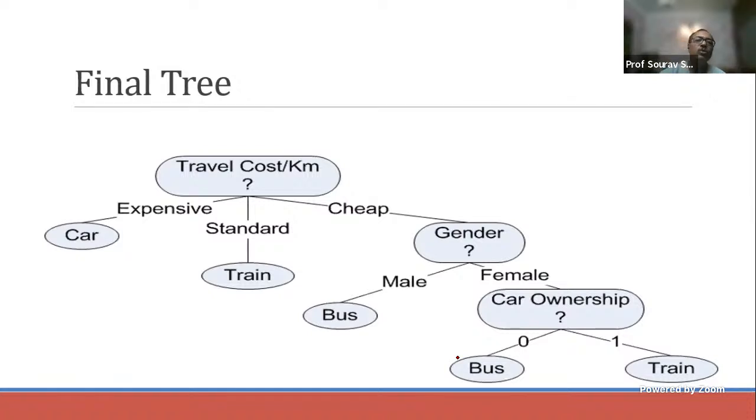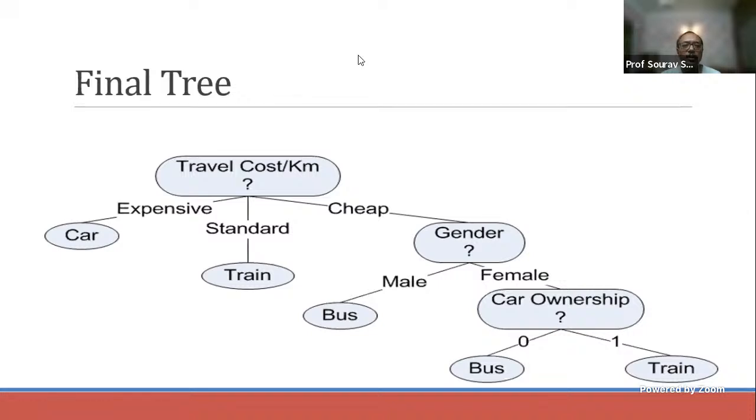So now how to derive the rule? The rule is very simple. If travel cost is expensive, then go via car. If travel cost is standard, go via train. If travel cost is cheap and gender is male, then bus. If travel cost is cheap and gender is female, then if there is no car ownership, take bus. If this person has car ownership, take train. This is the final decision tree that you got.